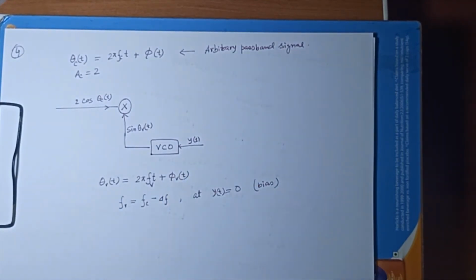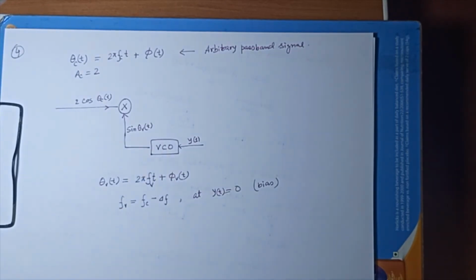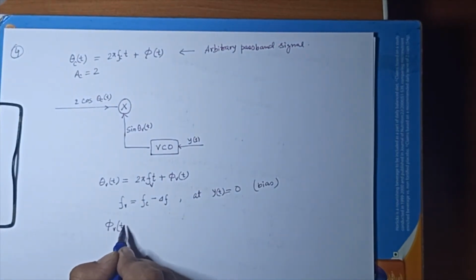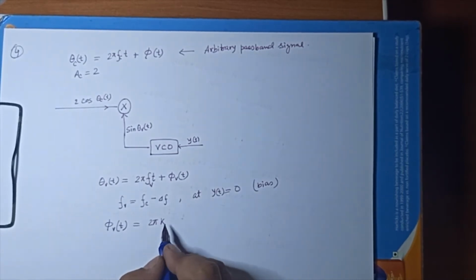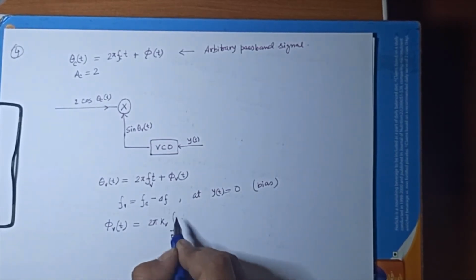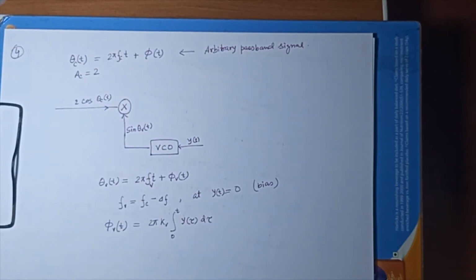But the phase will depend on this, I'll tell you how. Basically, this voltage controlled oscillator will work as a phase modulated system. So your phase phi_v(t) will have this kind of structure, say 2 pi k_v integral from 0 to t of y(tau) d tau. So you are integrating within the phase. This is like a phase modulator.